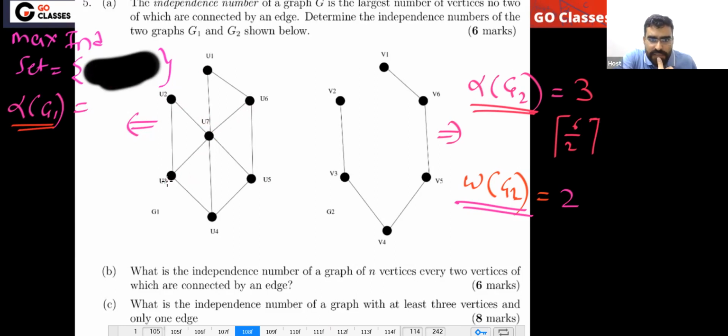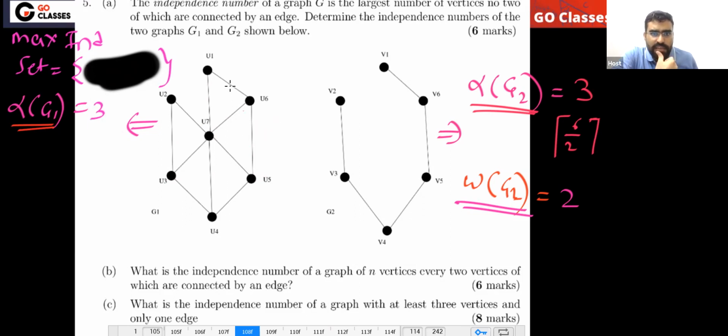If I take this, then I can take this, then I can take this. So I think we cannot create size 4. Yes or no? We cannot create size 4. So the independence number will be 3. There is no size 4. You can try and check.